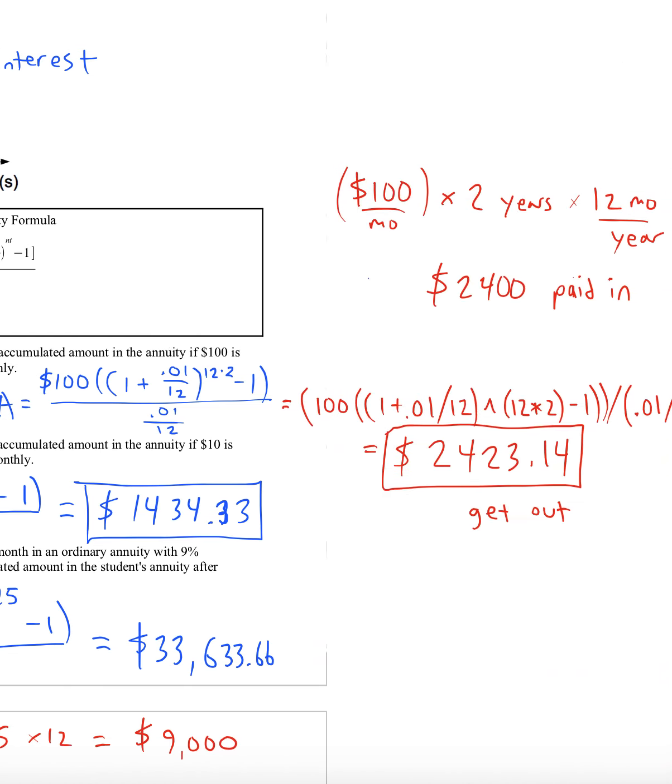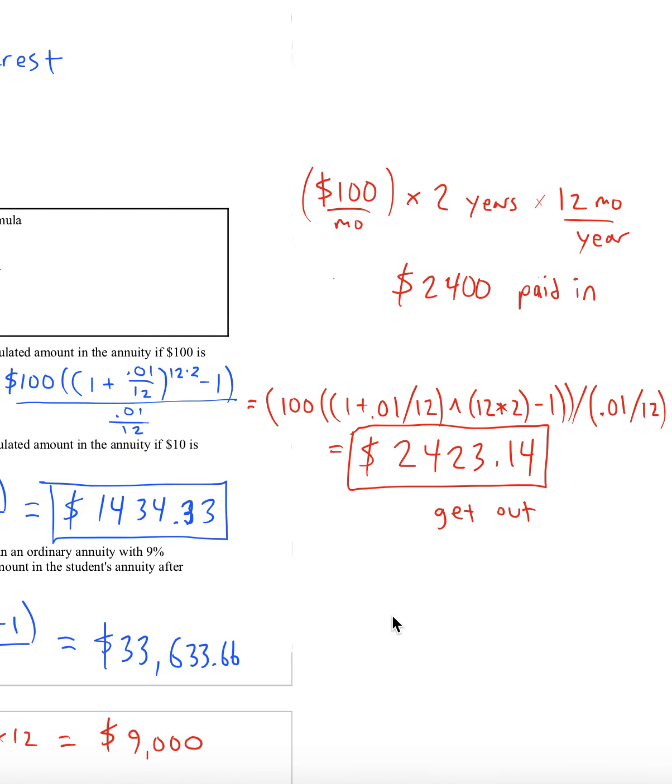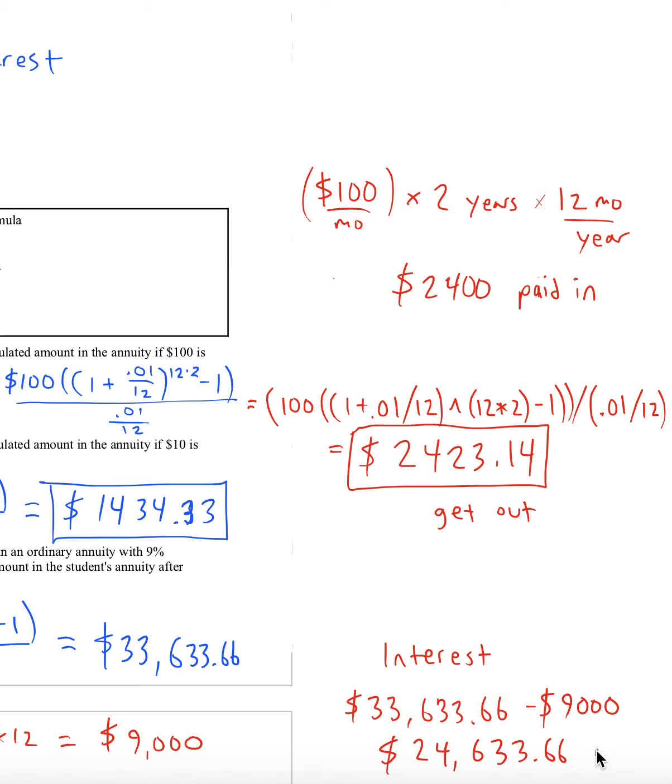So how much interest is that? It would be 33,633.66 minus the 9,000. They're earning $24,633.66 in interest. That's a good deal.